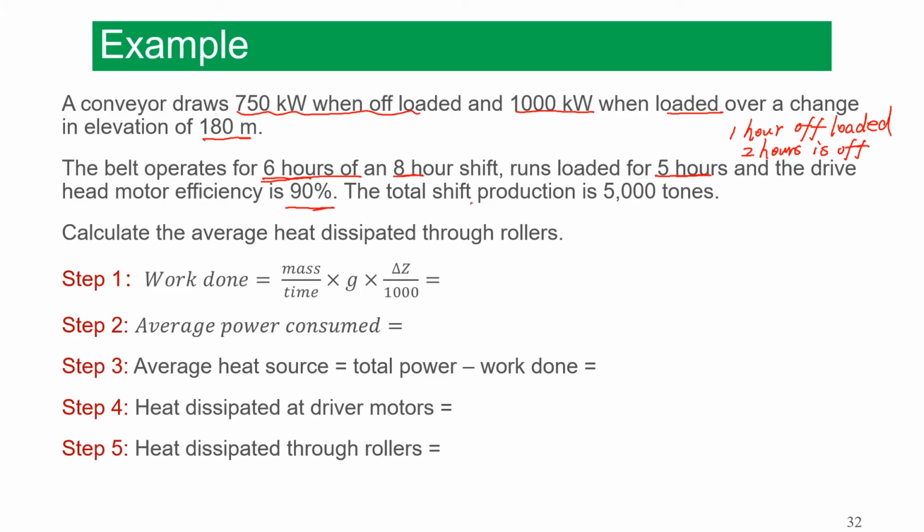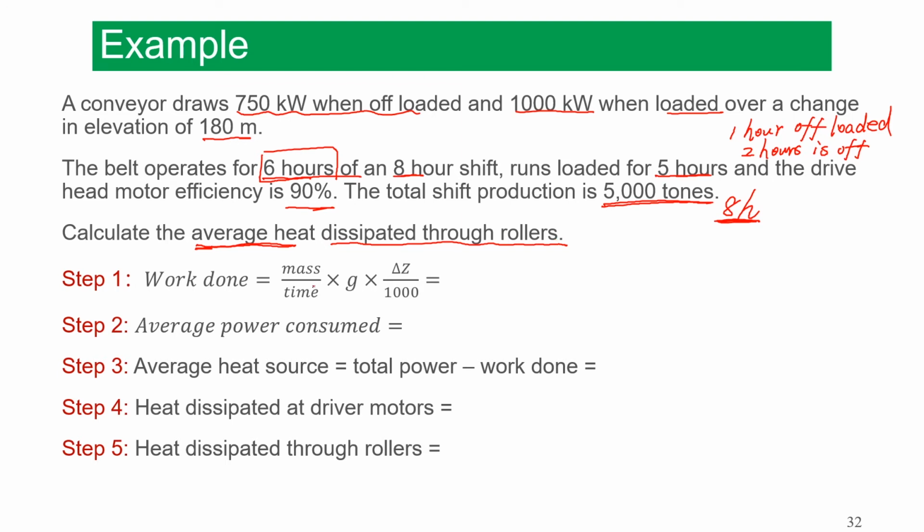The total shift production is 5,000 tons. So the shift production is over a time of 8 hours. Although the belt only operates for 6 hours, we will need to divide that by 8 hours because it asks for the average heat dissipated through the rollers. Firstly, we will calculate the work done.